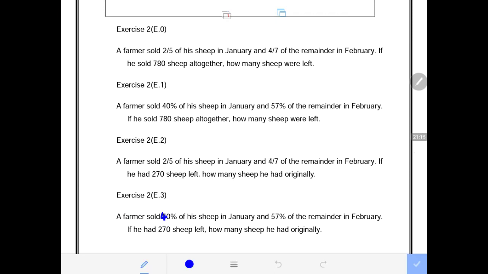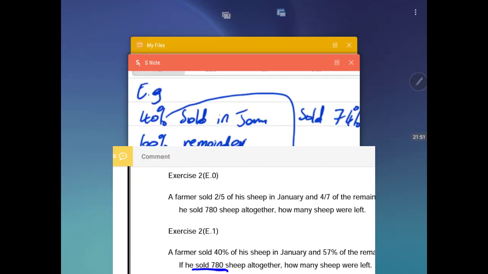Now we come to the third one, which is exercise 2E.2. It says a farmer sold 2/5 of his sheep in January and 4/7 of the remainder in February. If he had 270 of the sheep left, take note, 270 left. Previously, it was 780 that was sold. Now it says he had 270 sheep left, which is a different scenario, very close to the one that we have done.